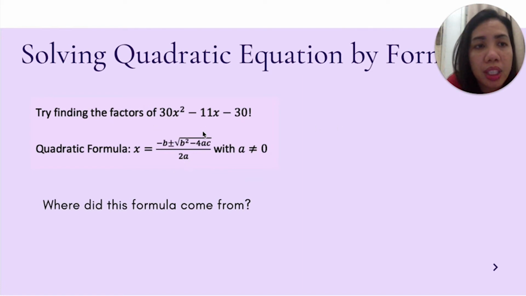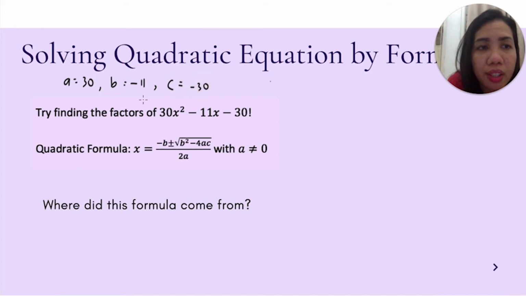First things first, we need to notice what is the value of a, of b, and of c. This is the value of a, this is a. So a equals 30, and then b equals minus 11. Don't forget to put this sign also. And then c equals minus 30. Okay, we just need to put these values into a, b, c here.